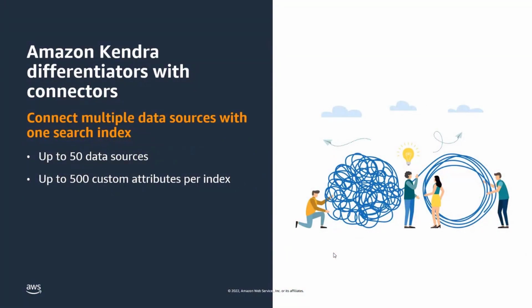A second differentiator when it comes to Amazon Kendra connectors is that you can connect multiple data sources with one search index. With one index, you can connect up to 50 data sources, and it'll support up to 500 custom attributes per index, meaning that you can create a truly customized and unified search experience for your employees and for your customers.